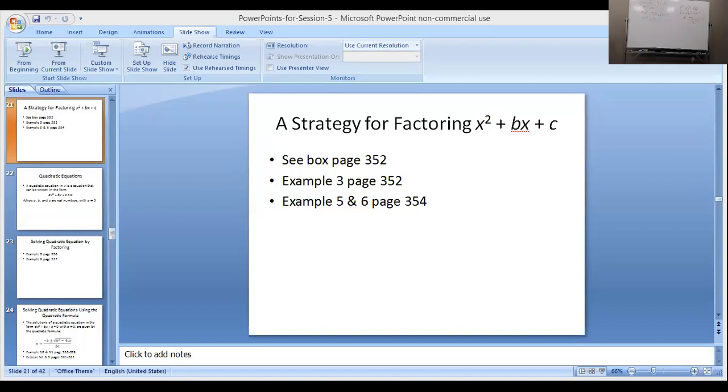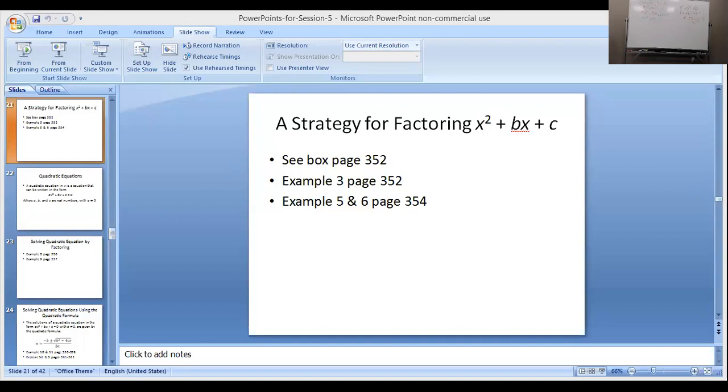You're on page 352, example 3. Page 354. Okay, let's look at page 354 of your textbook and look at example 5. It says factor 3x² - 2x + 28. Now, notice it has a coefficient.